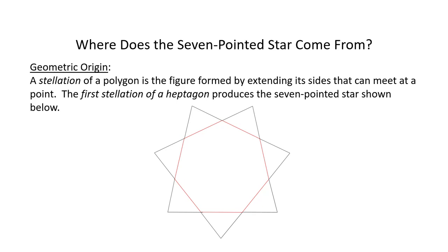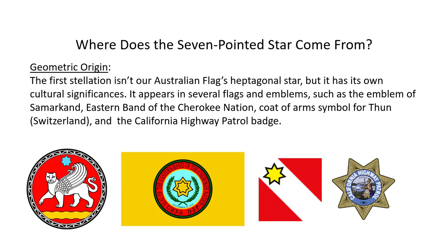A stellation of a polygon is a figure formed by extending the sides of the polygon that can meet at a point. The first stellation of a heptagon produces a 7-pointed star like the one shown here. Now this stellation isn't the Australian flag's heptagonal star, but it's one that does have its own cultural significances.